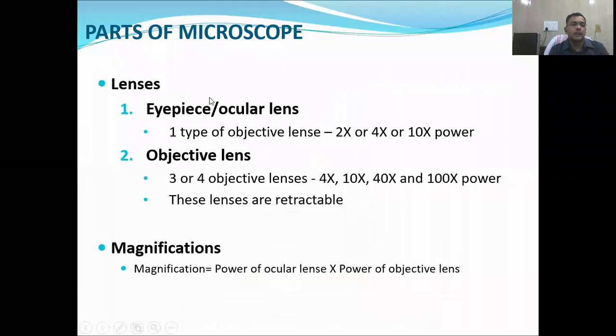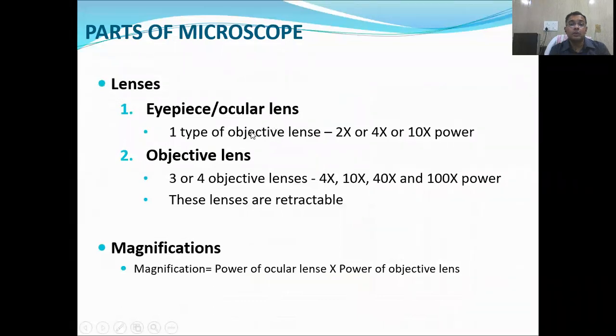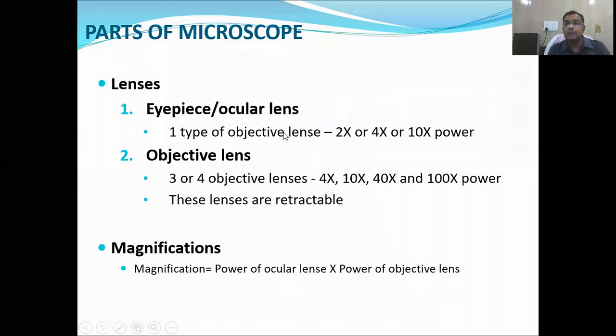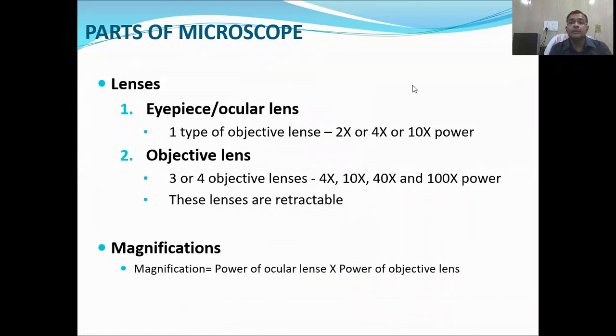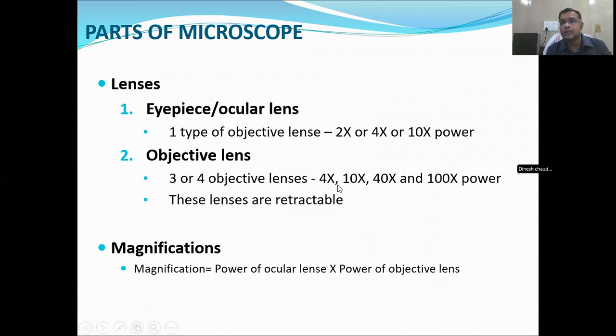For example, here the eyepiece, or ocular lens. Generally only one type of ocular lens is present in a microscope, either of 2x power, 4x power or 10x power. In general, 10x power is used in a common student microscope. In contrast to this, there are 3 or 4 objective lenses harbored in the revolving nose piece, and they are of different power, and their use is also different.